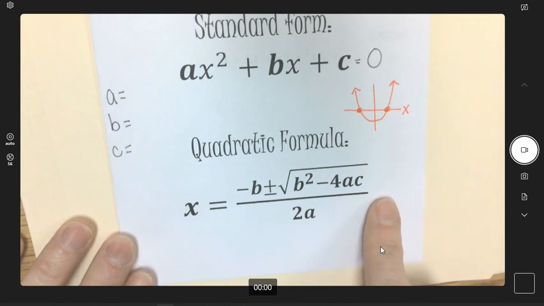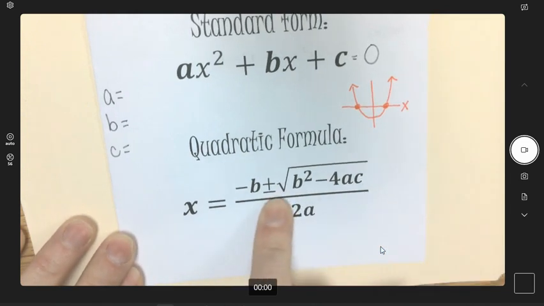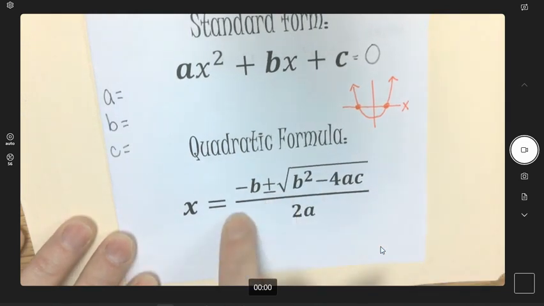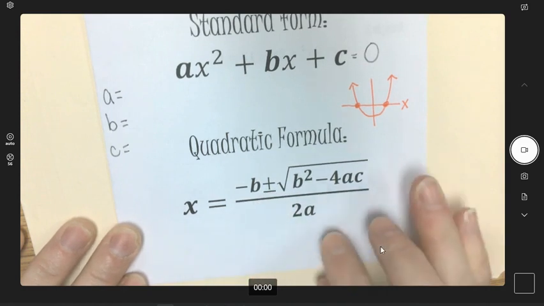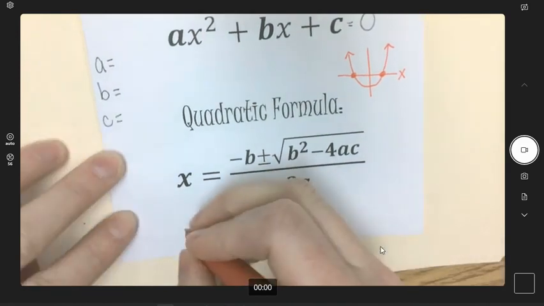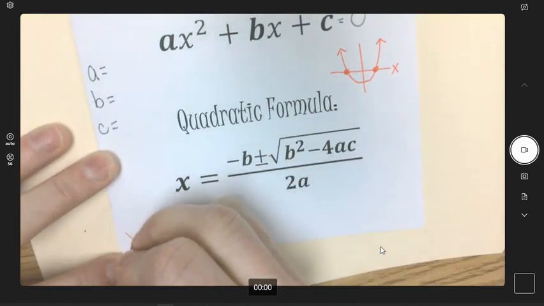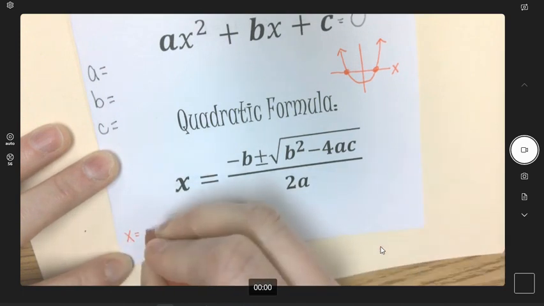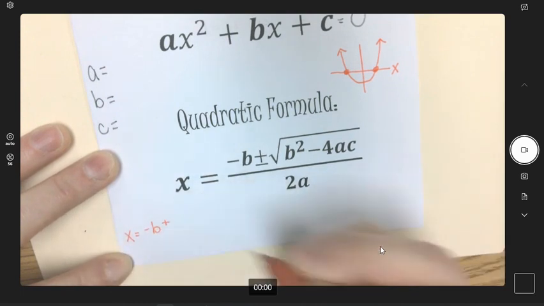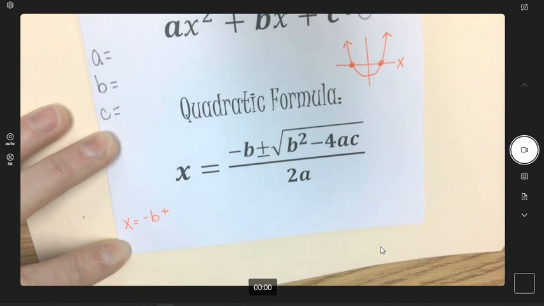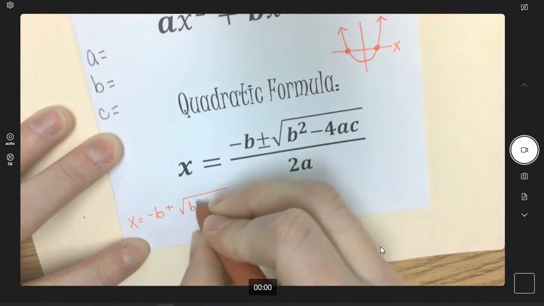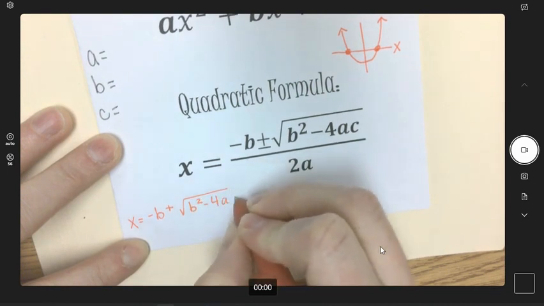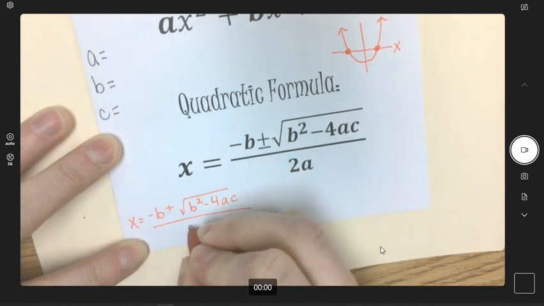So what's weird about this formula is we have this plus minus, but all that means is this is actually two equations. We're going to solve it twice, one with a plus, one with a minus. So go ahead and write what they are. So we're going to write x equals negative b plus, so I'm going to do my first one as a plus, square root b squared minus 4ac over 2a.